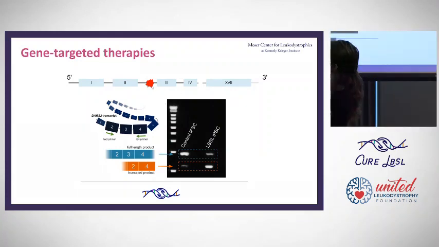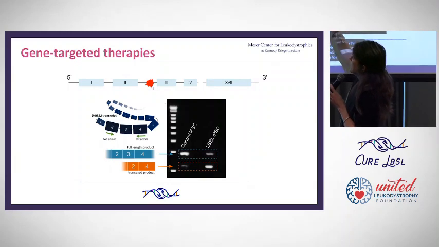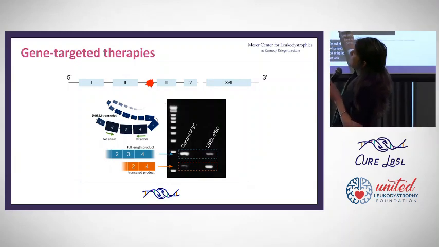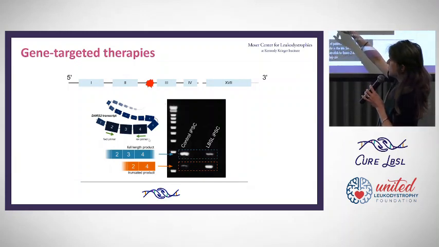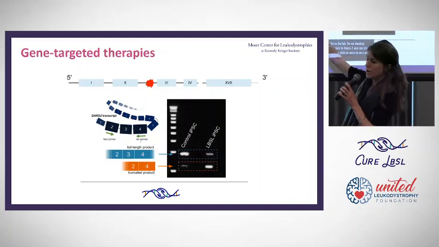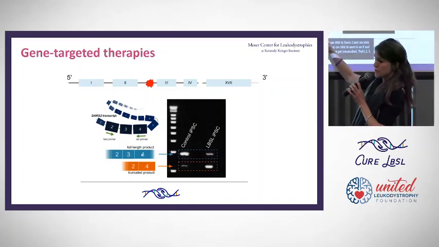And then this is something that we do in the lab. We develop these primers that can stick to exon 2 and can stick to exon 4. And if they can stick to exon 2 and exon 4, we get two products. We either get one product that's 2, 3, 4, or we get one product that's just 2, 4.